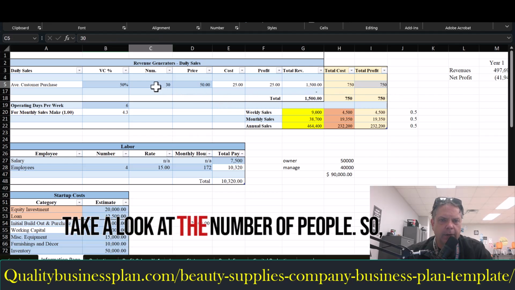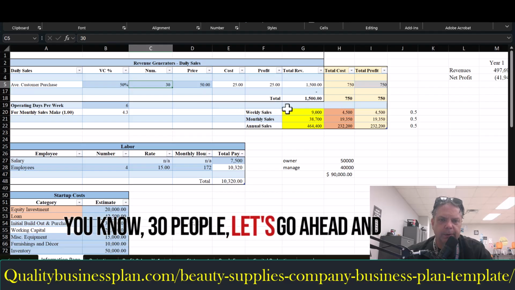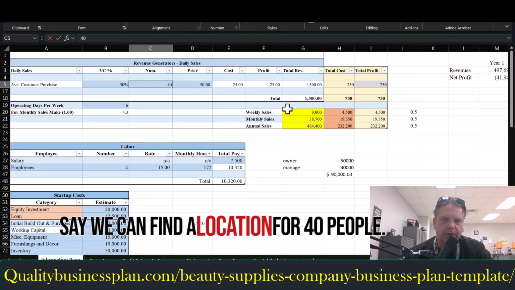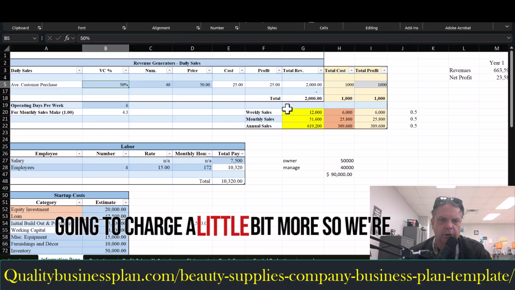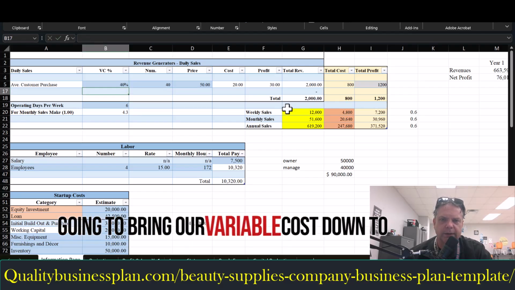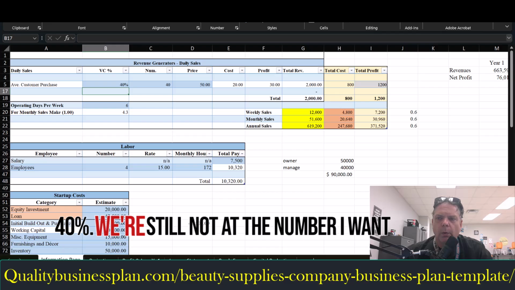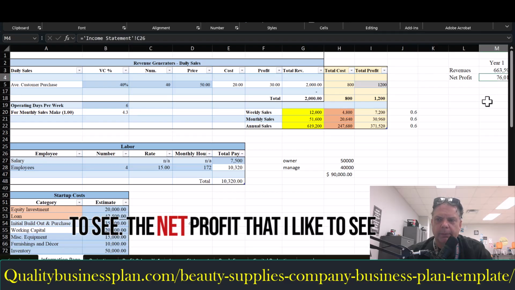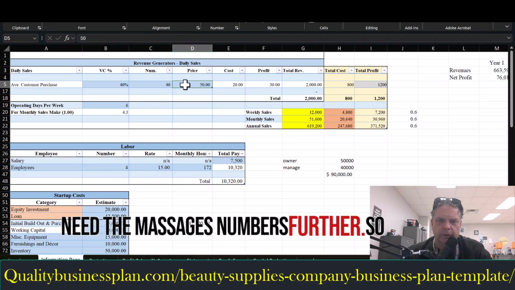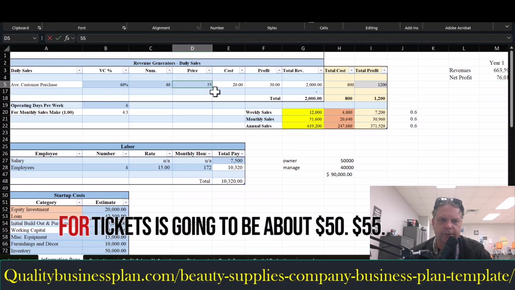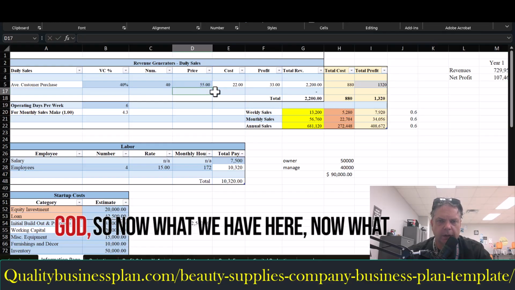So let's take a look at the number of people. So 30 people. Let's say we can find a location for 40 people. And let's say with our variable cost, we're going to charge a little bit more, so we're going to bring our variable cost down to 40%. We're still not at the number I want to see. The net profit that I'd like to see for my clients is about $100,000. So we need to massage these numbers further. So let's say the average price per ticket is going to be about $50, $55.